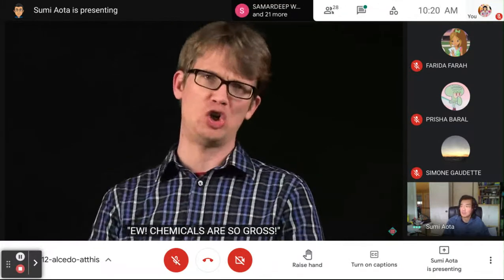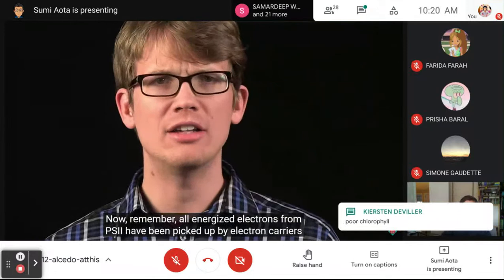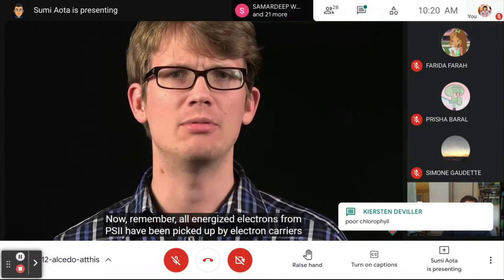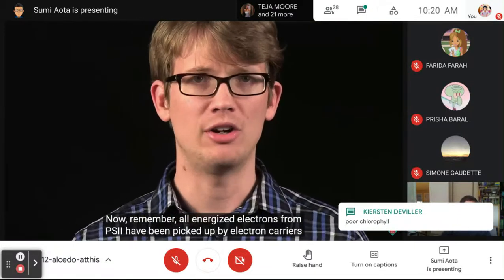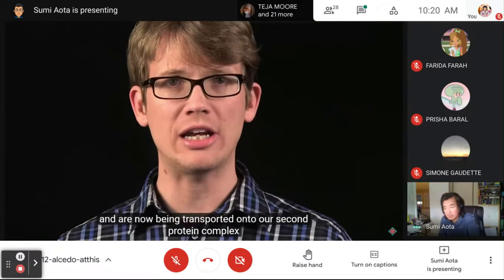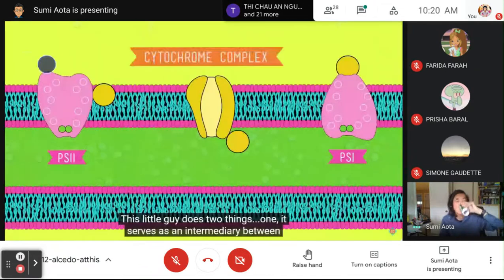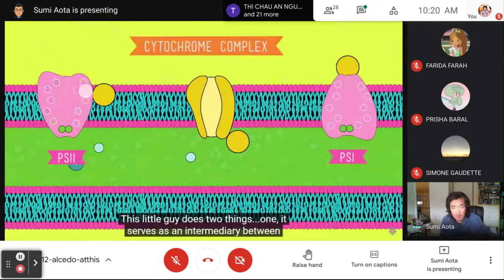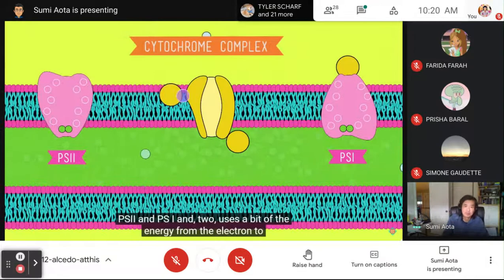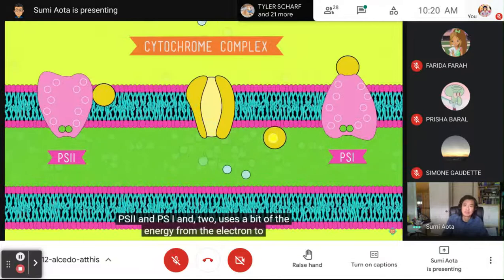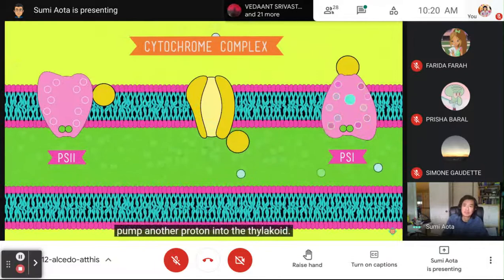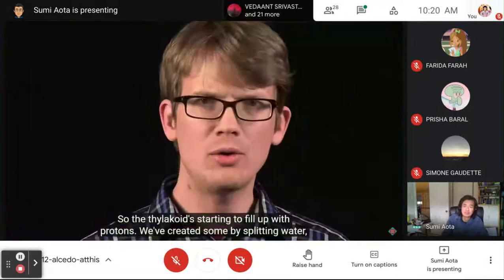Now remember, all energized electrons from PS2 have been picked up by electron carriers and now are being transported to the second protein complex, the cytochrome complex. This little guy does 2 things. 1, it serves as an intermediary between PS2 and PS1, and 2, it uses a little bit of that energy from the electron to pump another proton into the thylakoid. So the thylakoid's starting to fill up with protons.